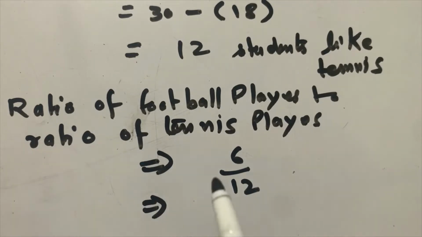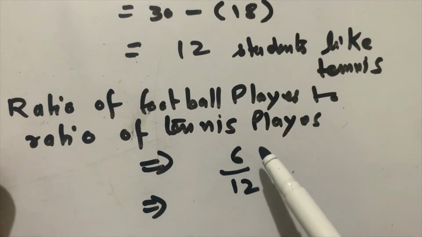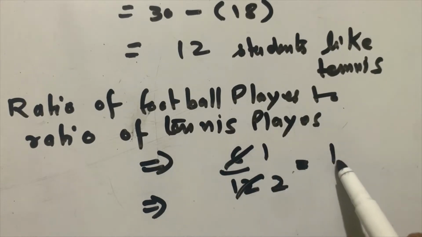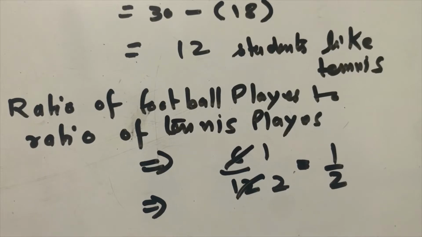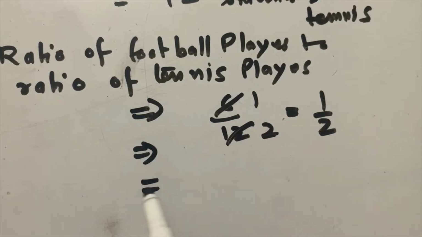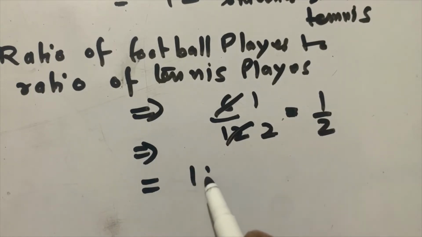We got the answer: ratio of football players to tennis players. Now if we read the table of 6, both numbers will cut down. 6 ones are 6, 6 twos are 12. We got the result of 1 is to 2. Therefore the ratio of football players to tennis players is 1 is to 2.